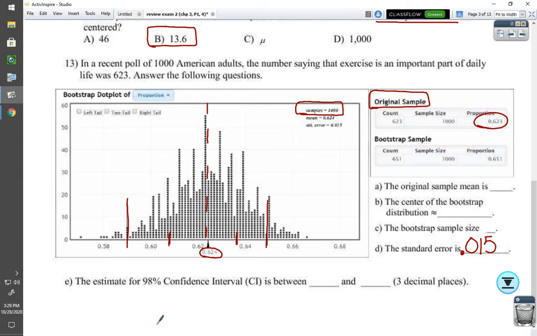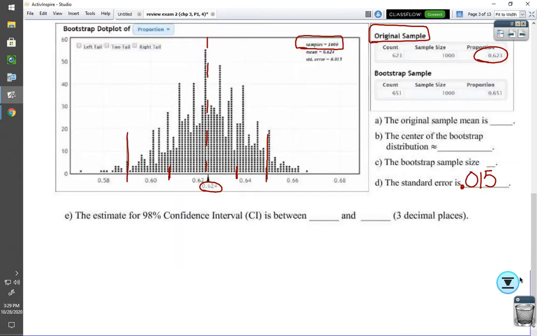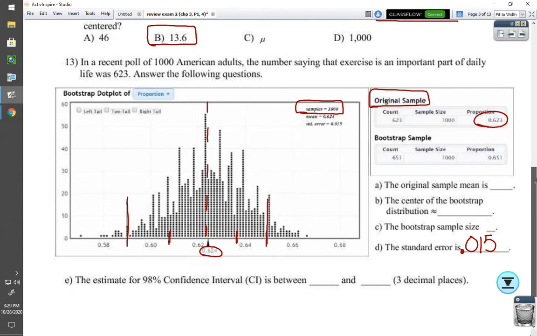The estimate for the 98% confidence interval is somewhere between. Okay, well, in the calculation for this, I have to look at this and say, okay, 98%. There are 1,000 dots on the piece of paper, so I have to know there are 2% left over from 100%. And if I divide 2% by 2, I get 1%. 1% of 1,000 is going to cause me to count in 10 dots on each side.